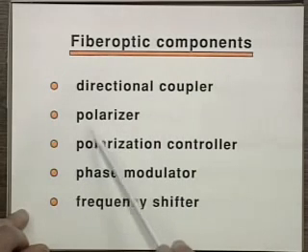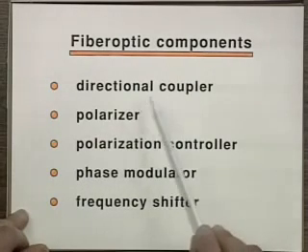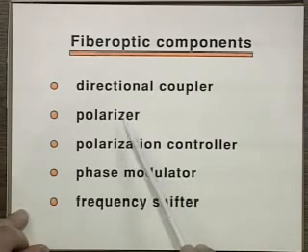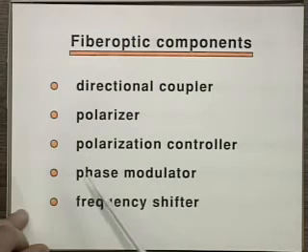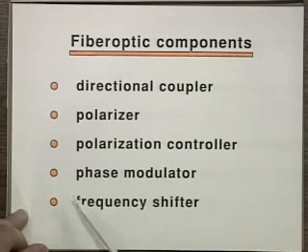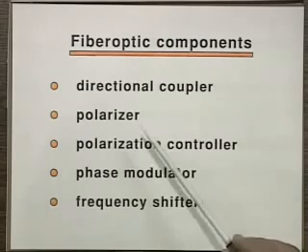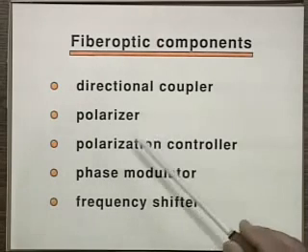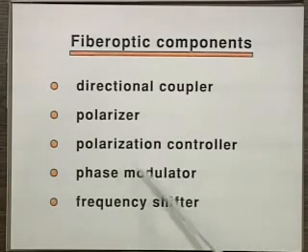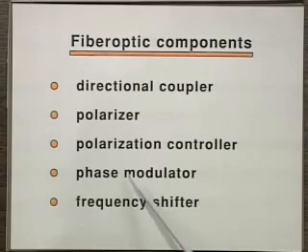You need polarizers, because you don't want to come out of the fiber, go through a bulk optic polarizer, and go back into the fiber again. You'd like to create polarizers right on the fibers. You'd like to also control polarization. You'd like to maybe create phase modulators, frequency shifters, and so on, all in fibers. Now, I'm not going to have time to talk about all these things, but I'm just going to talk a little bit about couplers, maybe a little bit about phase modulators.